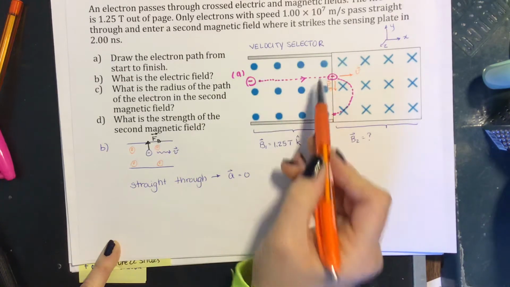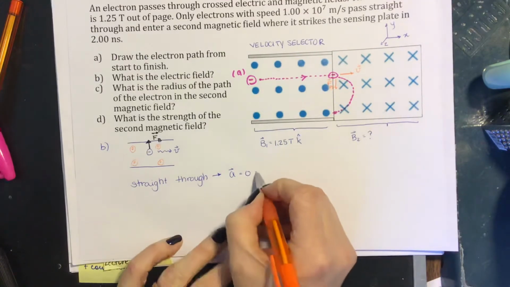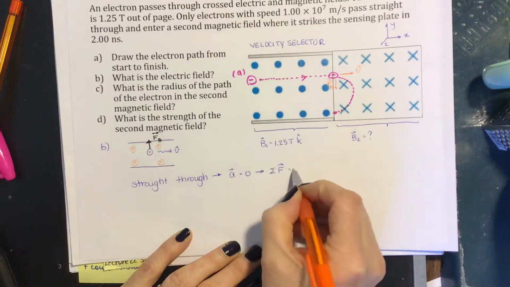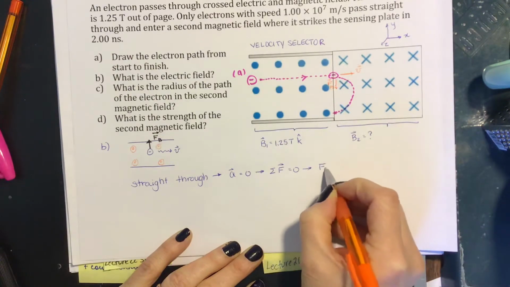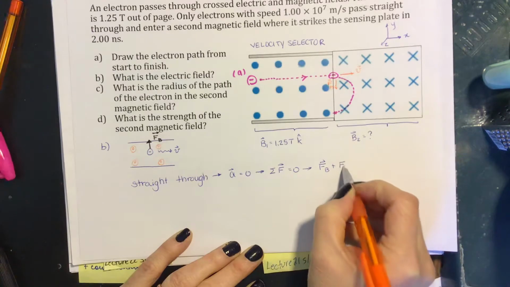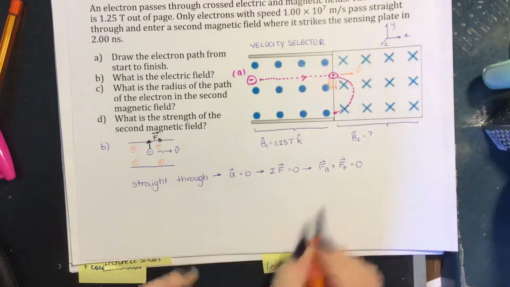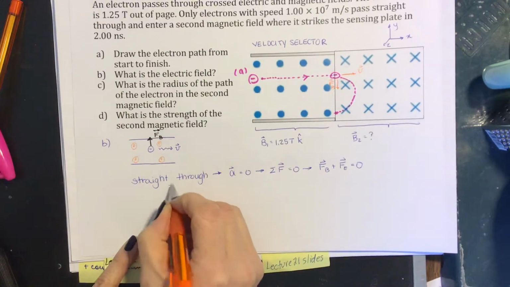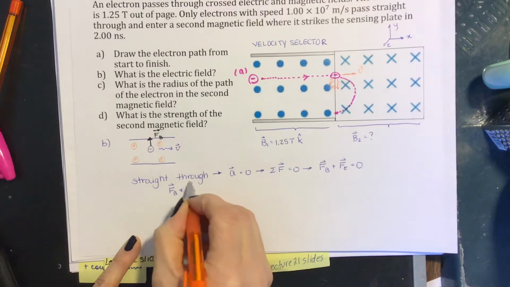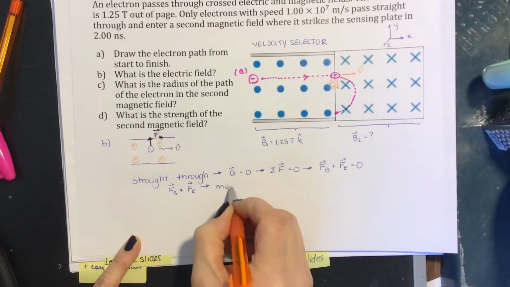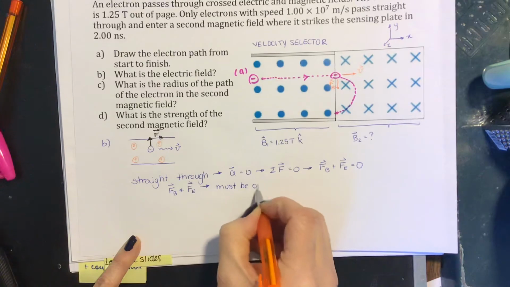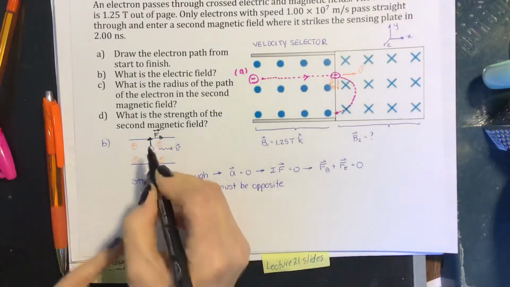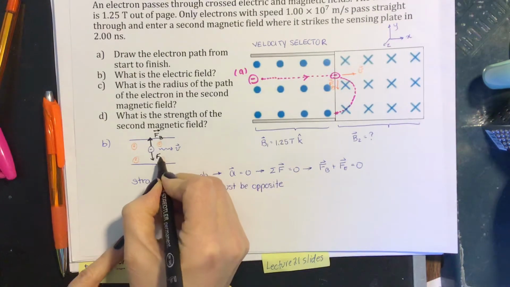If the acceleration is 0, the net force is 0. The net force is the magnetic force plus the electric force. So that tells us two things about the magnetic and the electric force, FB and FE. To get them to sum to 0, they must be in opposite directions. So now we can draw in our FE. And the second thing is they must have equal magnitudes.